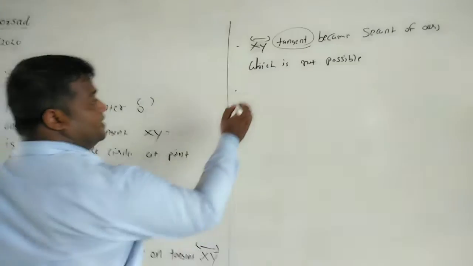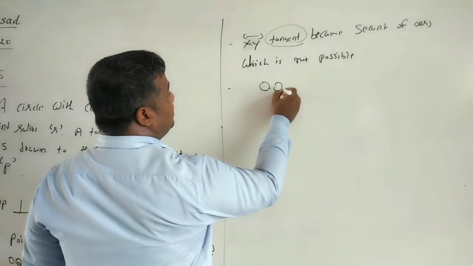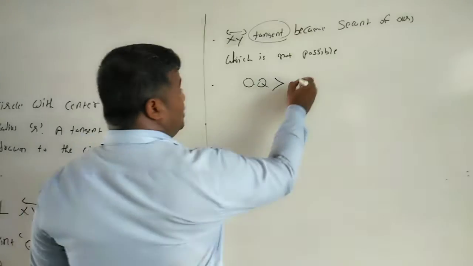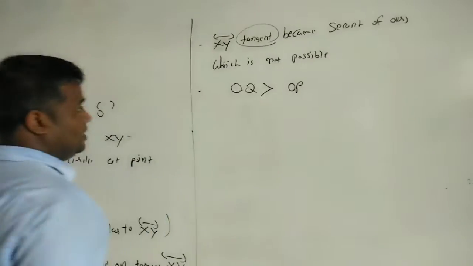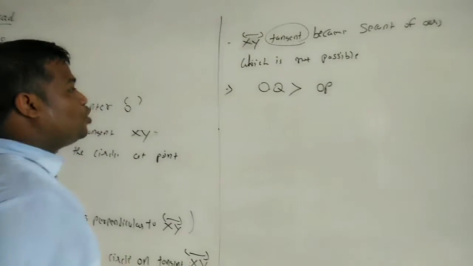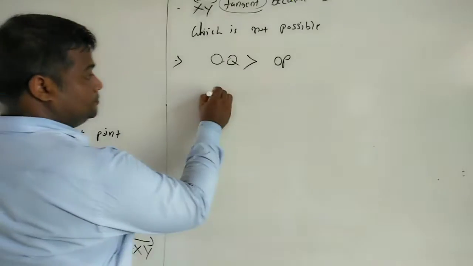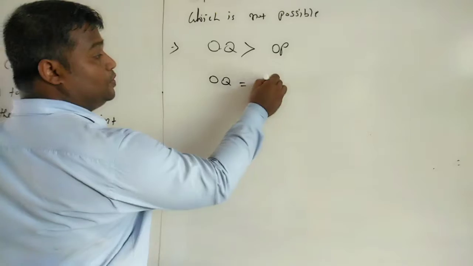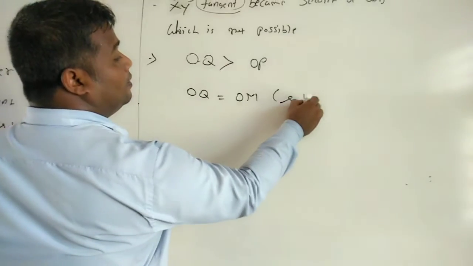When Q is outside, obviously OQ is greater than OP. Now what other thing do you have to remember? OQ is equal to OM. Ready?